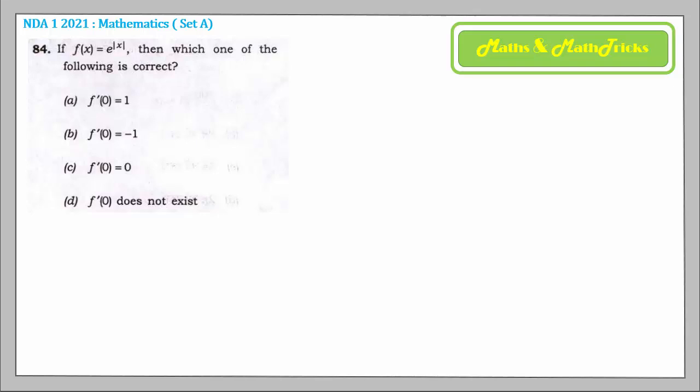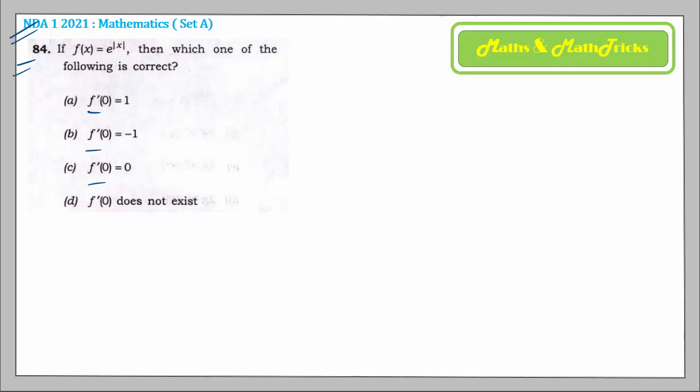Here on the slide you can see the detail. I have mentioned the paper that I have taken this question from, NDA 1 2021 paper, set A, and that is question number 84 in it. This is a question on derivatives, because you can see the options are related to f dash at 0. You are asked here the derivative of this given function at x equals 0.